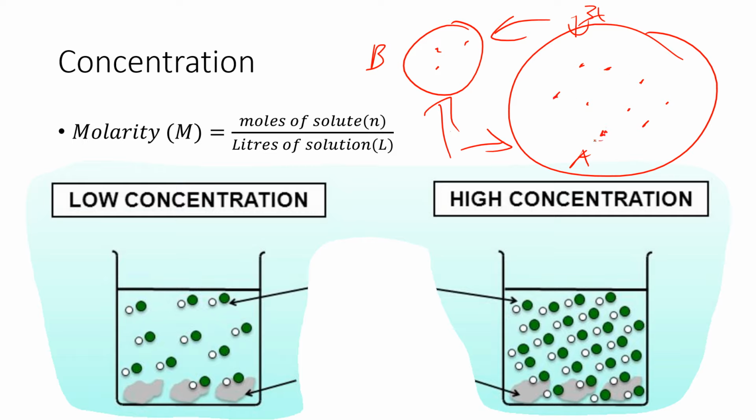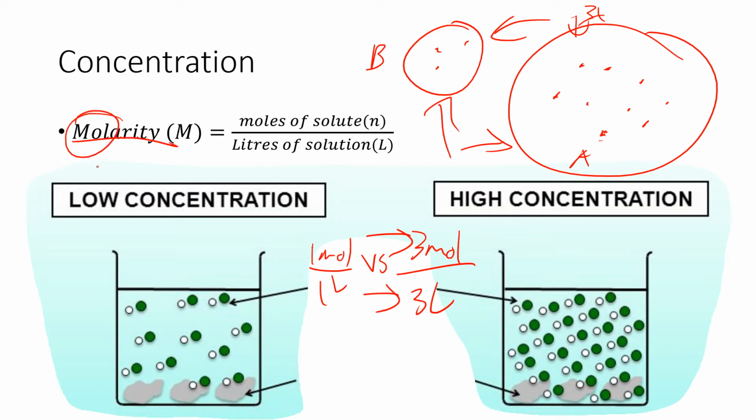Even though it has 3 times more particles, it could just be 3 times bigger. Even though it might have 3 times more moles, it could just have 3 times more volume. It's like 1 mole per 1 liter versus 3 moles per 3 liters. 3 times more volume, 3 times more particles. And in that case, they would be the same concentration. So molarity does not measure moles. Molarity measures concentration, how many moles per a given volume. It measures how concentrated something is.